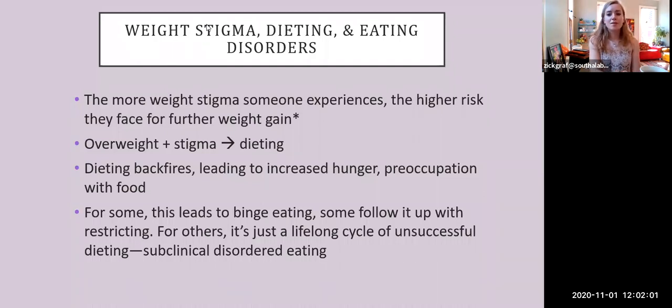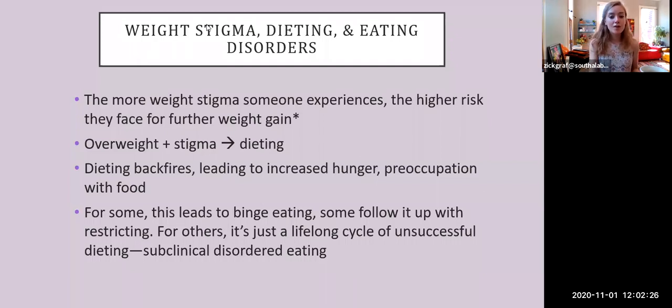According to longitudinal research comparing people with the same BMI but different levels of exposure to weight stigma, the more weight stigma someone experiences, the higher their risk is for further weight gain. So why does that happen? Well, being overweight and being more exposed to stigma increases the likelihood that someone will try to diet. But as we saw in those previous couple slides, dieting tends to backfire.